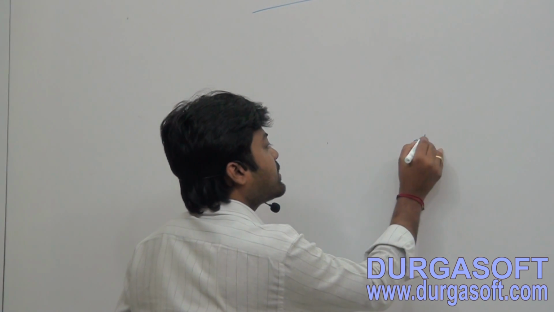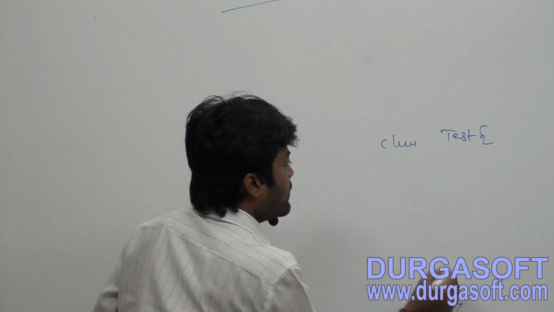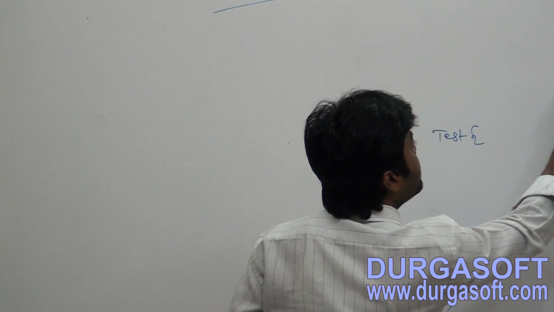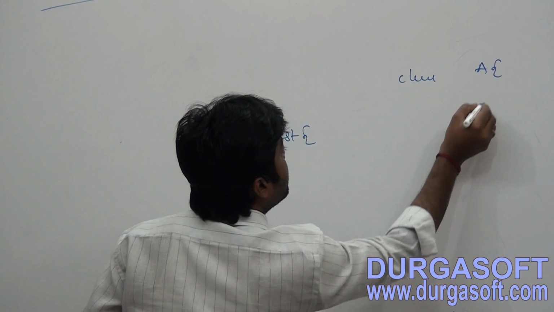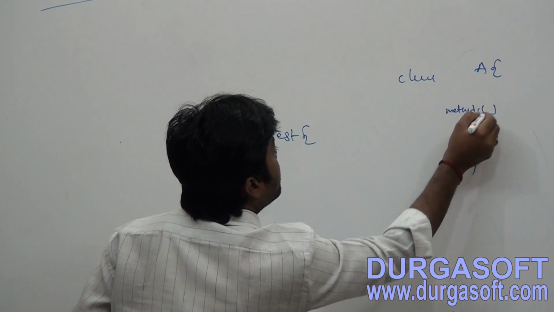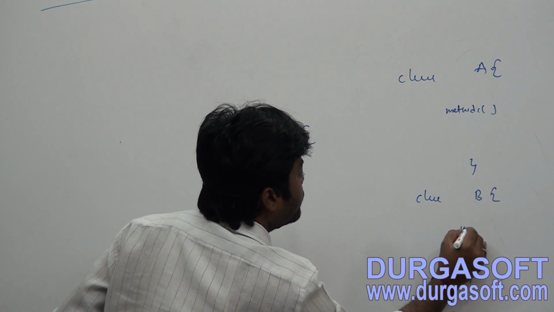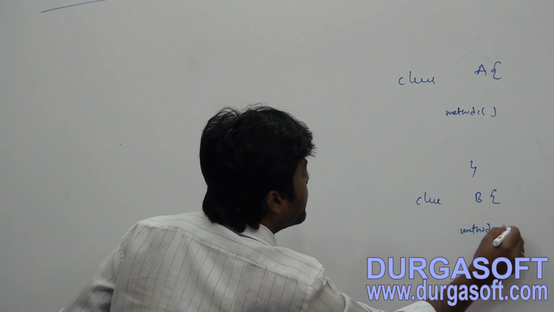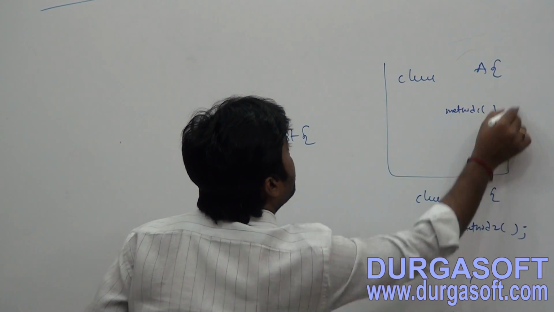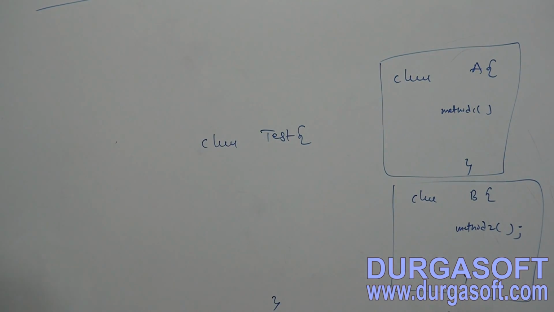By creating another class object, we can make communication, right? When you have a simple Java class, let's say a test class, if you want to call any other class's methods, let's say you have a class A with a method 1, and one more class B with method 2. Whenever you want to call method 1 of A class or method 2 of B class, how do you call them?